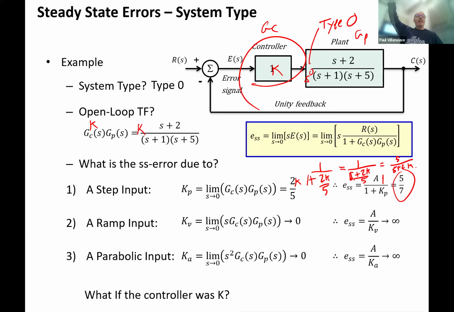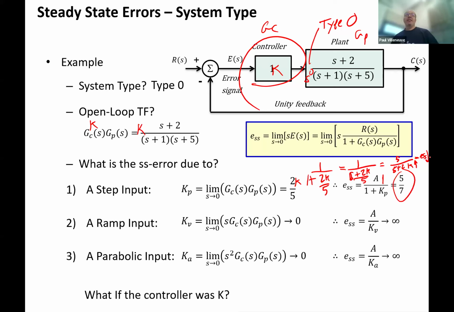Increase the value of K, right? If K goes up, ESS goes down. So by adding a proportional controller, you can reduce the amount of steady state error that your system is going to have, but you can't make it go to 0. So the addition of a proportional controller is fine as long as you can tolerate some, maybe small, amount of error.